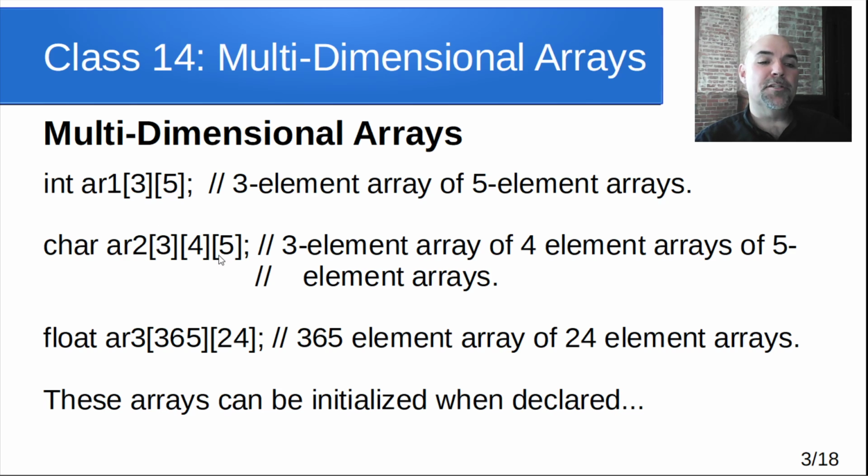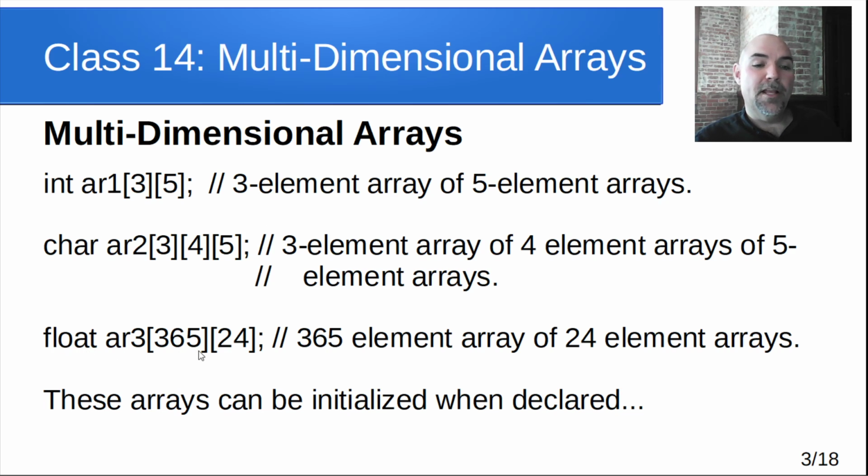And here's a 3-dimensional array that's a character array. Notice that the array still has to have a type. This is an array of integers. This is an array of characters. So this one, AR2, is 3 by 4 by 5. So this is a 3-element array of 4-element arrays of 5-element arrays. Think about this like a volume that has 3 sets of 4 sets of 5 characters each. And here's another one, a 2-dimensional array, AR3.